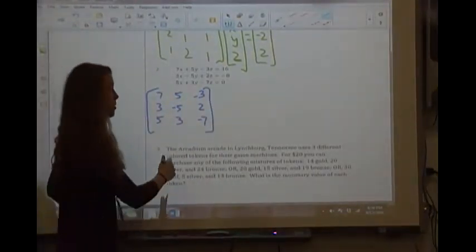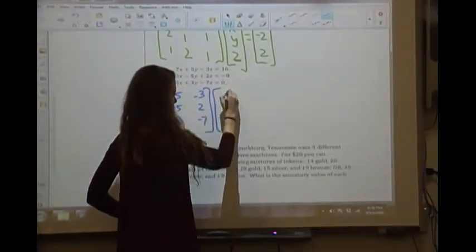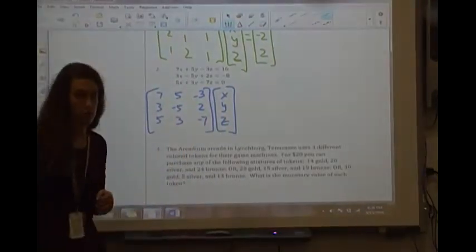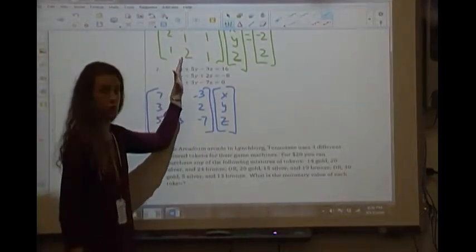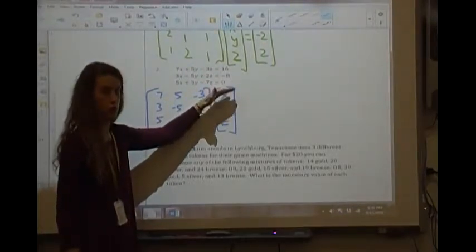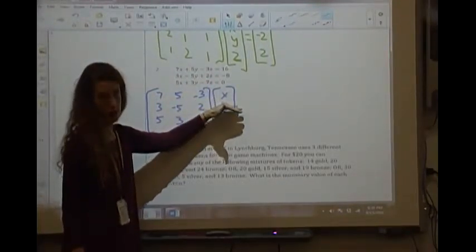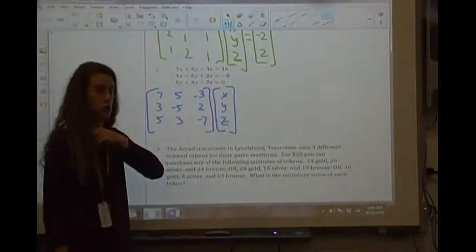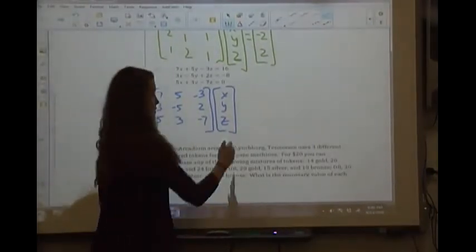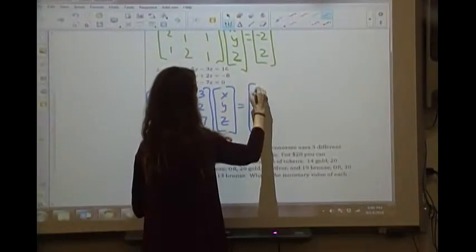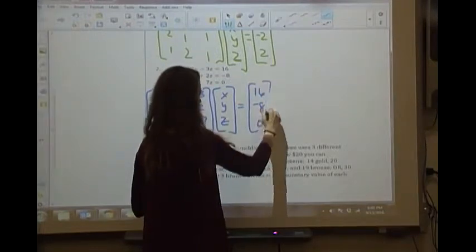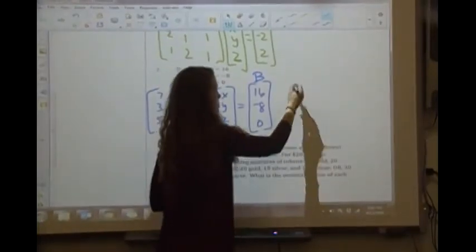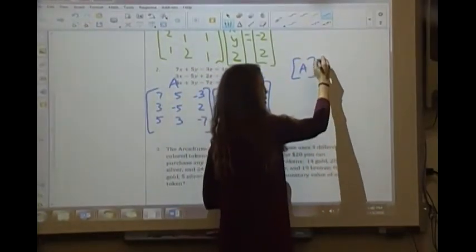We have 3 equations with 3 variables. That's a 3 by 3. And then we have x, y, and z. Those need to go in the same order as the columns. So x is the first column, so x should be the first row in your variable matrix. Y is the second column, y is the second row in your variable matrix, and z is the third column from your equations, so z should be the third row in your variable matrix. And then we have our constant matrix of 16, -8, and 0. So now we're going to plug this in for A, plug this information for B, and solve for A inverse B.